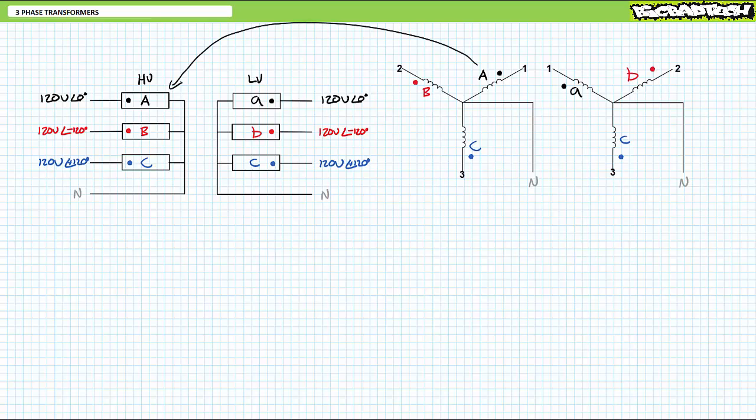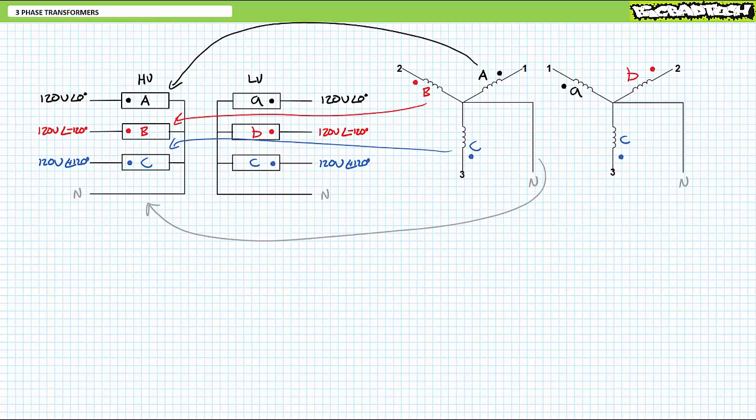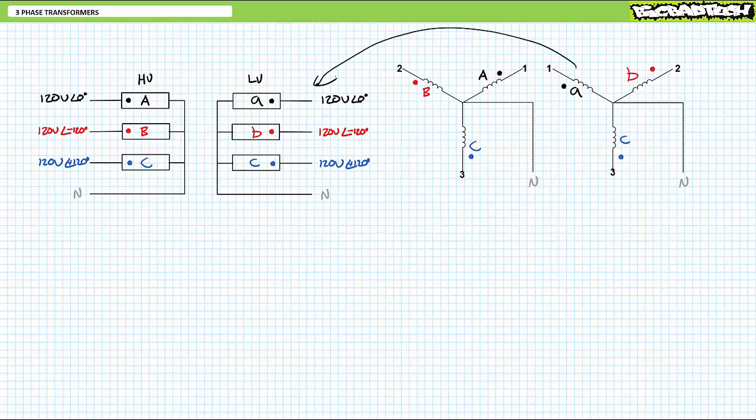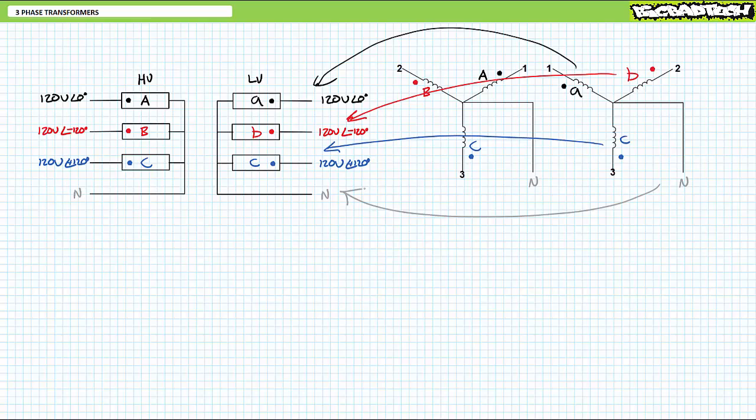Imagine bending high-voltage primary winding capital A and tilting it till it reaches the horizontal. The same thing for high-voltage primary windings capital B and capital C. And the central neutral node is a fourth connection that's brought out to the input side. Similarly, imagine grabbing low-voltage secondary winding lowercase a and tilting it till it reaches the horizontal. Same thing for low-voltage secondary windings lowercase b and c. And again, the central neutral node is a fourth connection brought out to the output side.